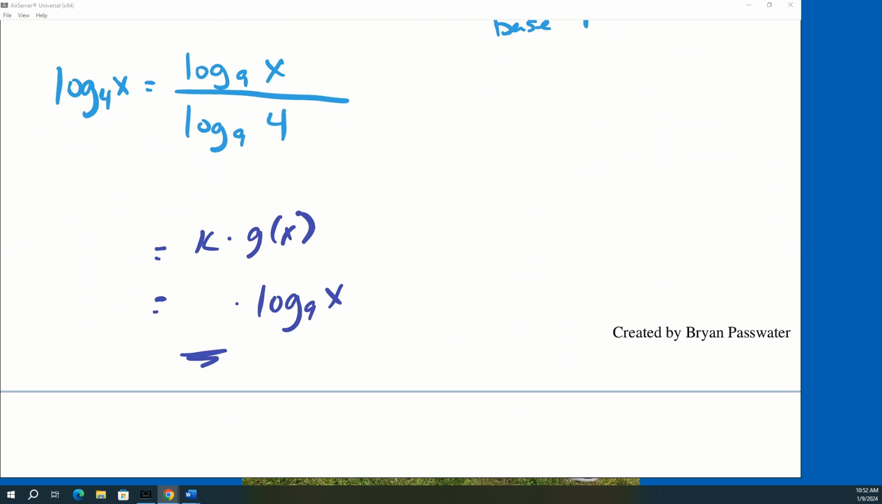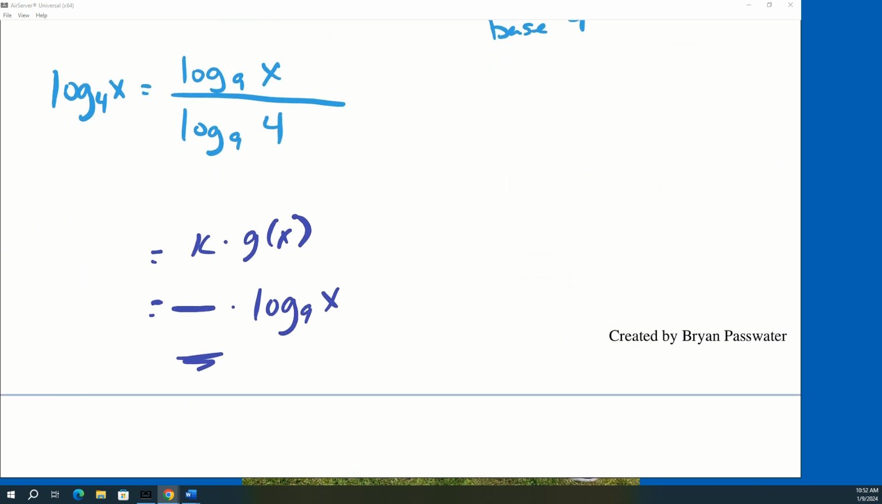All right, so if we look at this, what are we multiplying log base 9 of x by? I'll give you a hint. It's a fraction. We're multiplying by 1 over log base 9 of 4. Is that what you said? I didn't think so. It's okay. So that's what k is. 1 over log base 9 of 4.